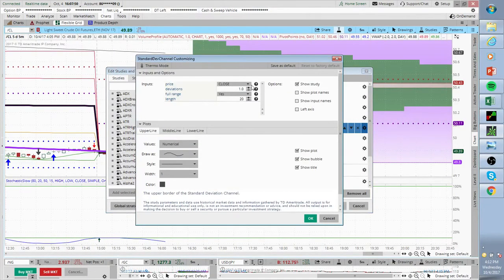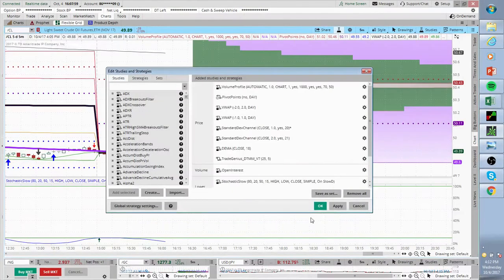So you're looking at deviation 1, you're having a length of 20 on this, okay? You can set your colors and your size as you wish. And so I set up 2 pairs of them, 1 standard deviation, 2 standard deviations, and it really helps you see areas of likely reversal, or likely areas where price may stop. And so it's a good way also to frame it.